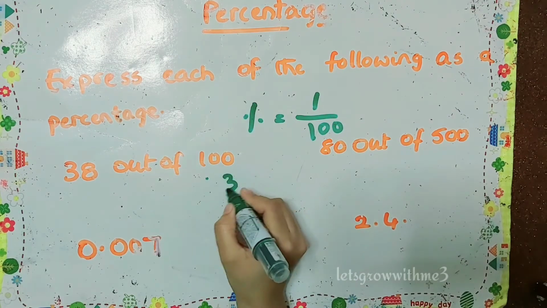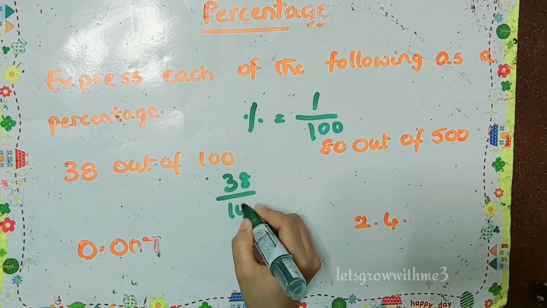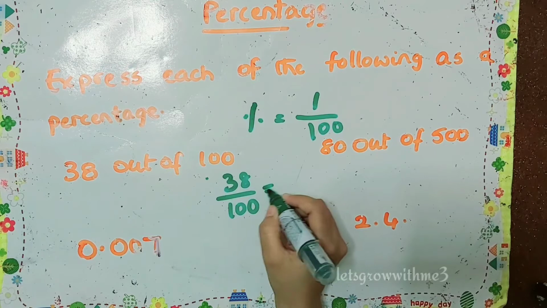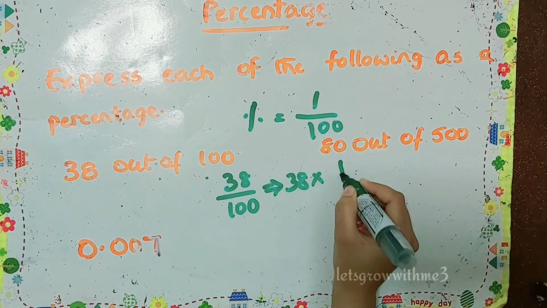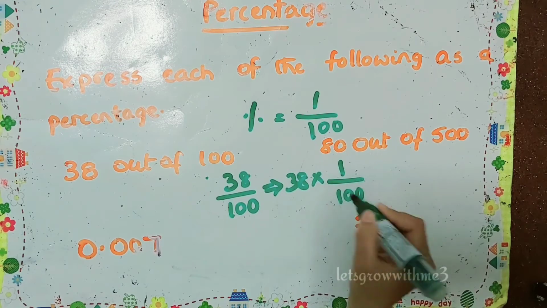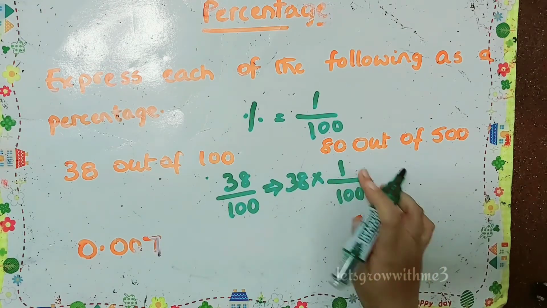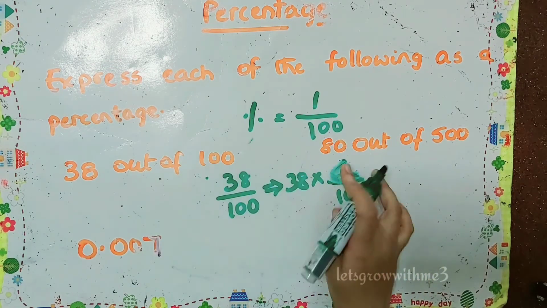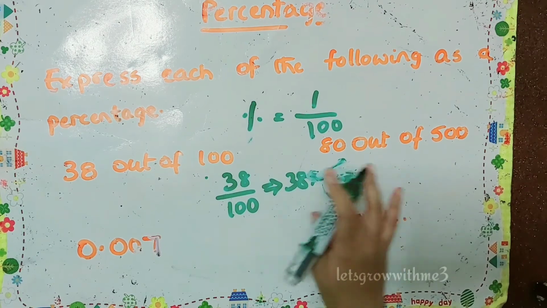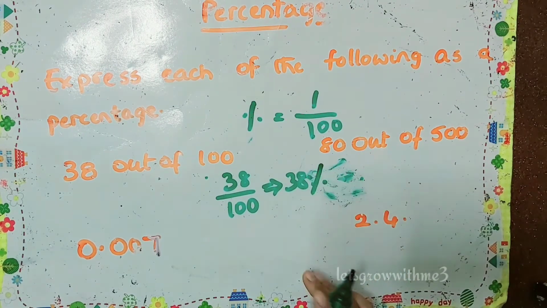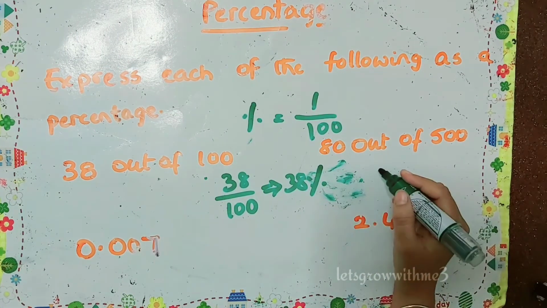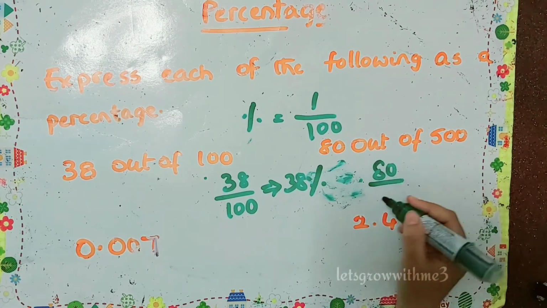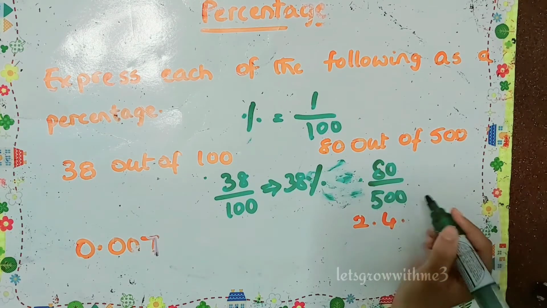So 38 out of 100 means out of 100 parts, 38 parts. We can rewrite it as 38 times 1 over 100. Then 1 over 100 is a percentage, right? So that means it's 38 percent. I simply converted 1 over 100 to a percentage. Okay, next let's see 80 over 500.